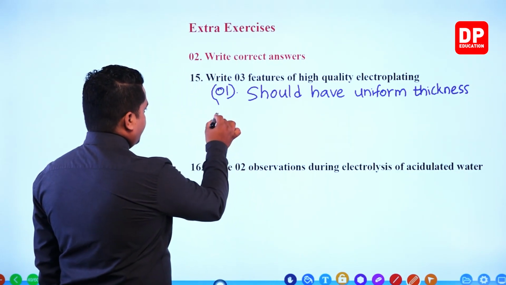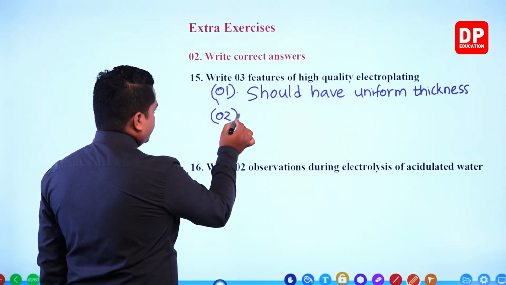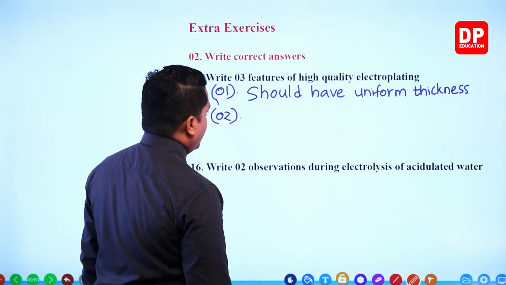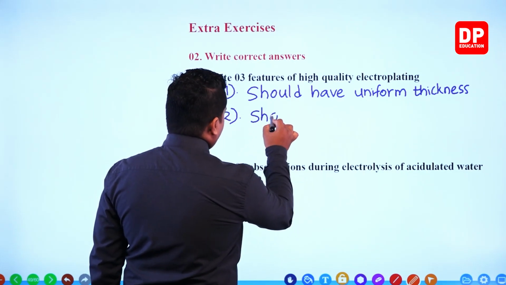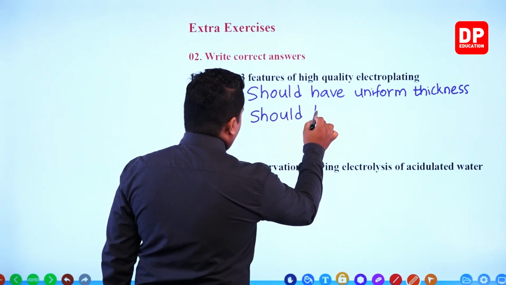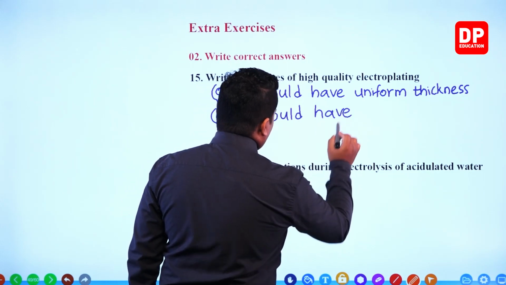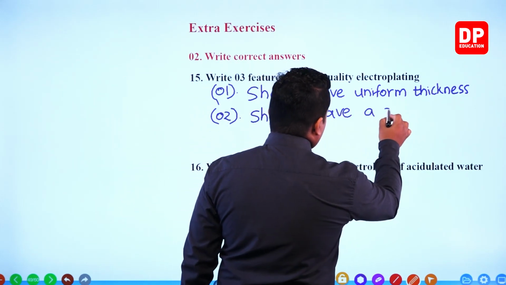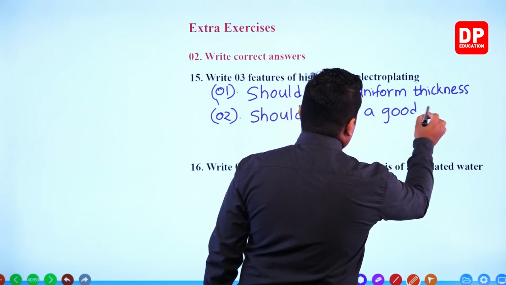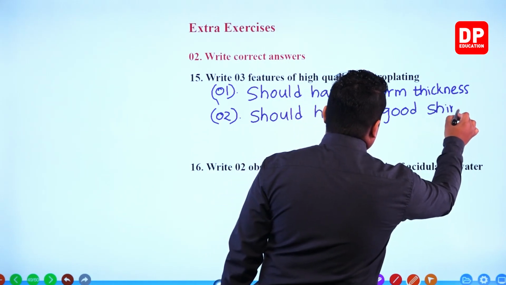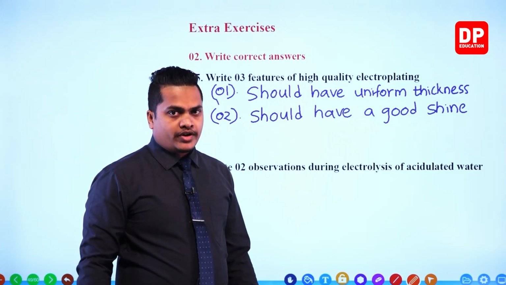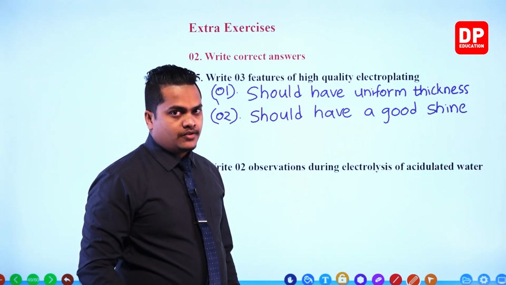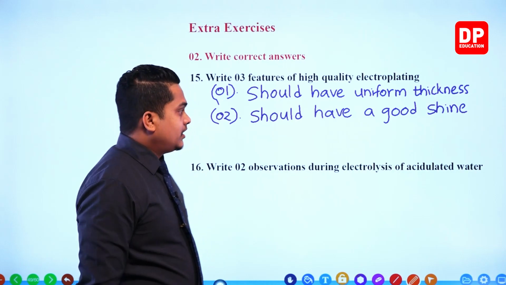Next one, number 2, should have a good shine. It should have a good shine. The coating should be shiny. Okay, it should have a good shine.